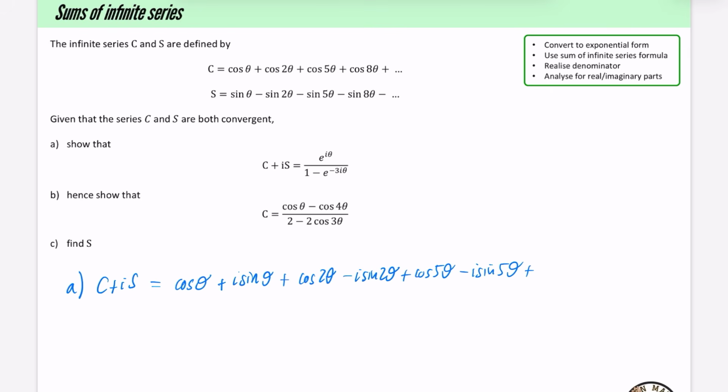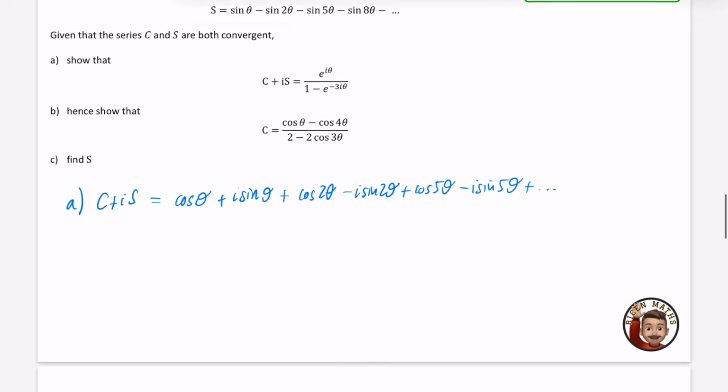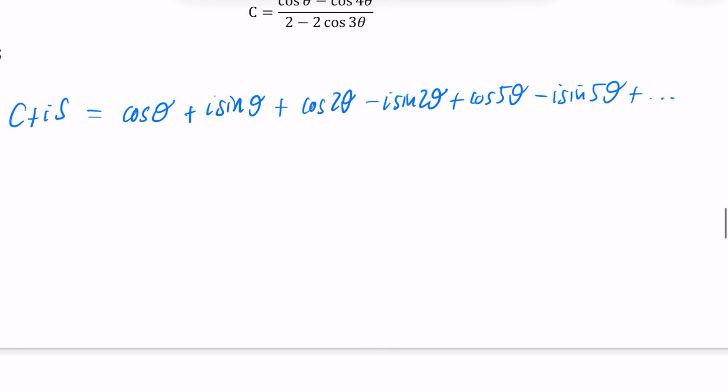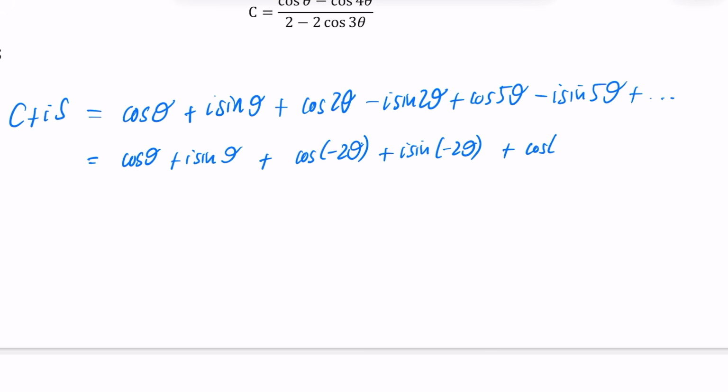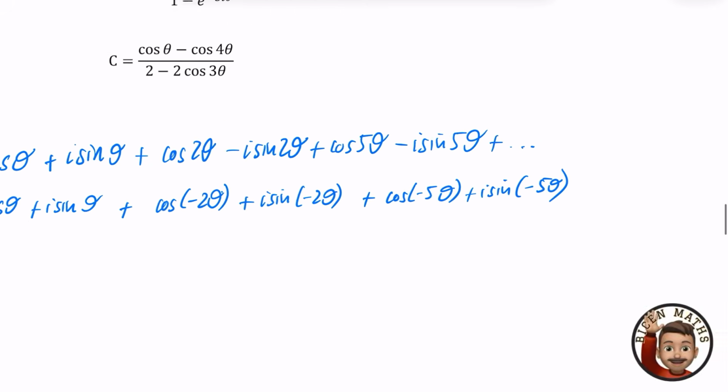I'm just going to stop there because you can see the rest are just going to keep going and going as well. Some of these are going to need to convert because there's negatives, which we don't usually like for this kind of stuff. So we have a cos theta plus I sine theta. The next part will be a cos of minus 2 theta plus I sine of minus 2 theta. And then we have a cos of minus 5 theta plus I sine of minus 5 theta. Now we've got it written in this kind of form.